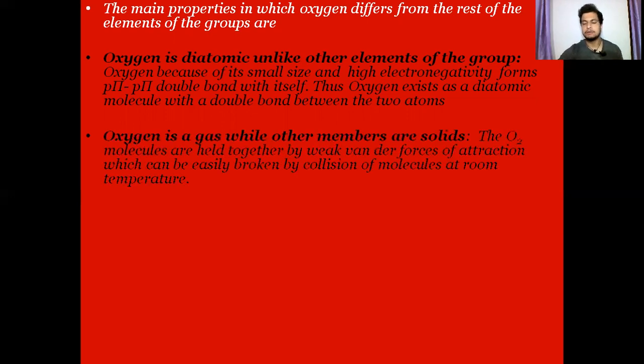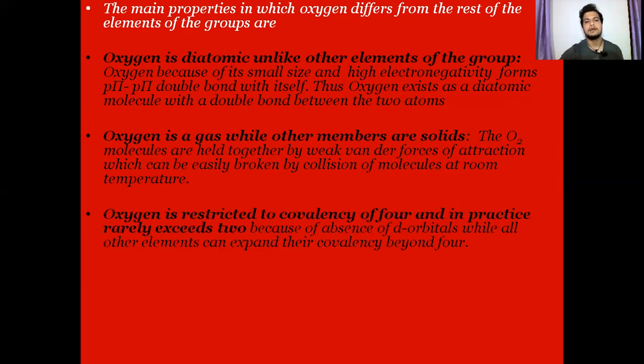Oxygen is a gas, while the other members of this particular group are not gas, they are solid, like sulfur is a solid. Now, why is oxygen a gas? The intermolecular force which is there between two O2 molecules is van der Waals force, which is very weak, as a result of which it can be easily broken down by collision at room temperature. As a result, they easily break, and when they break, they exist as gases, obviously, at room temperature.